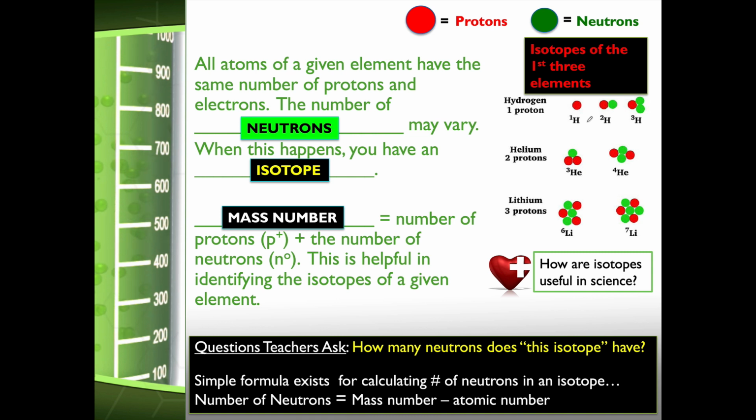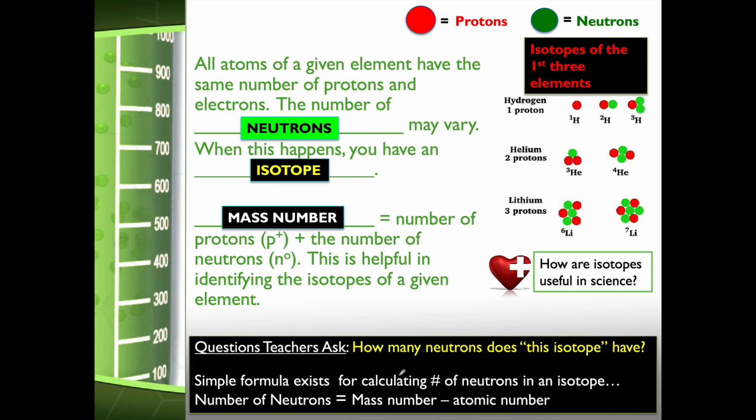Now, what do teachers ask when it comes time for seeing if you understand this? Well, they often ask how many neutrons something has, okay? Now, there is a simple formula for it. You can see it down here. Number of neutrons equals the mass number minus the atomic number.